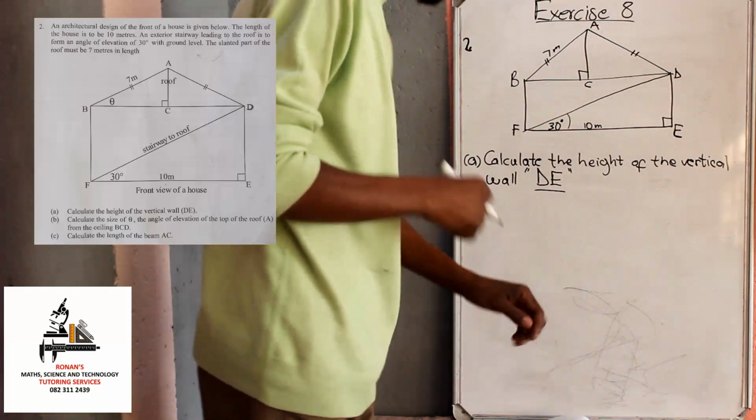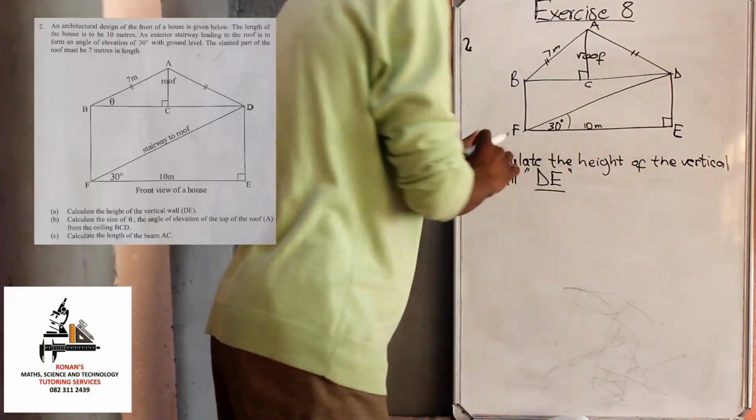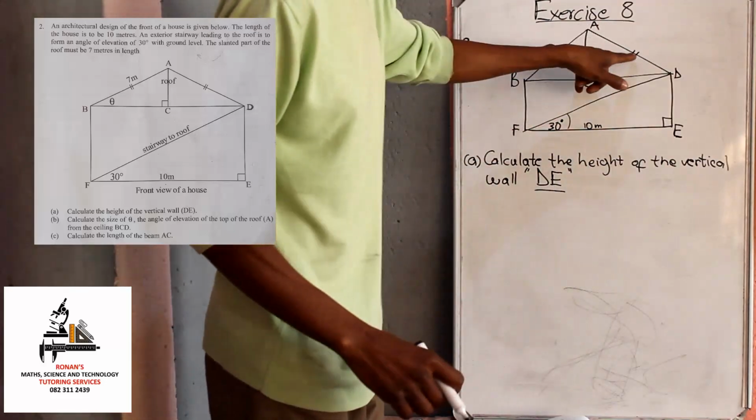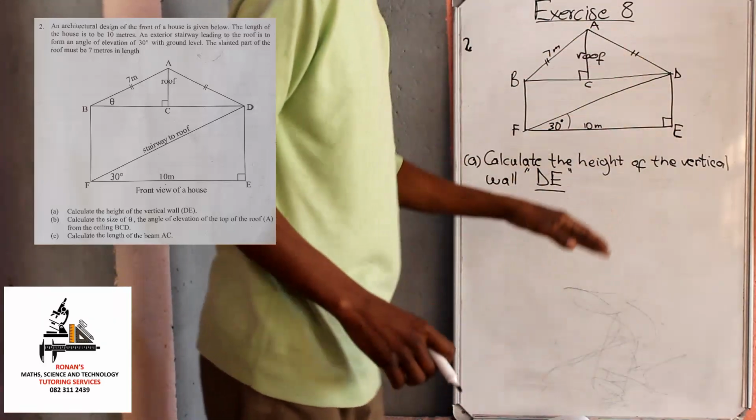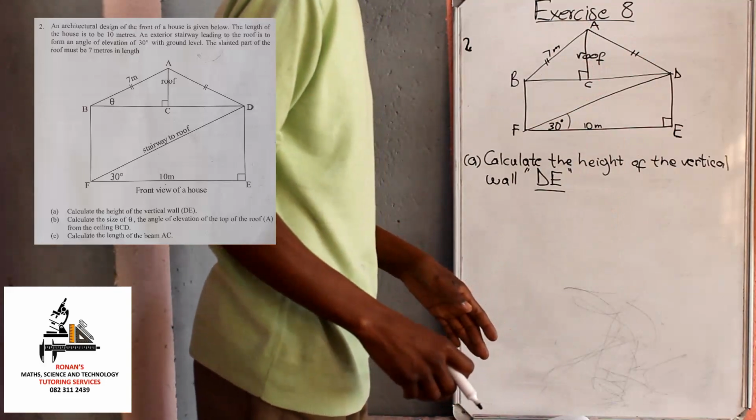Now this house has got a roof. This is the roof with a 7-meter slant there, which is also equal to AD, which means AB equals AD. They are both 7 meters. That's a perpendicular line there between AC.